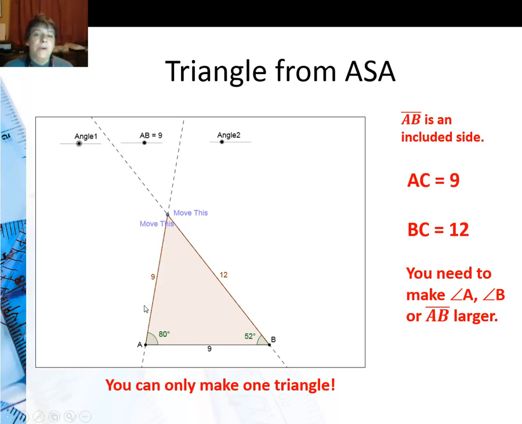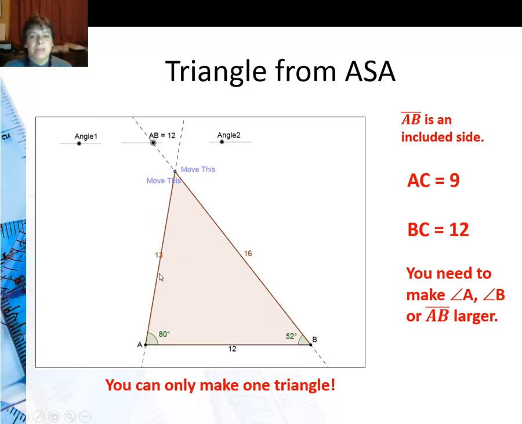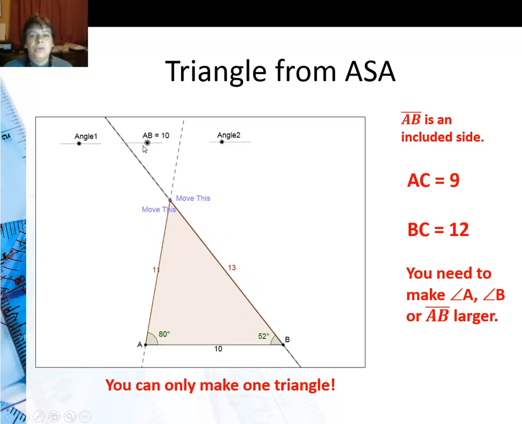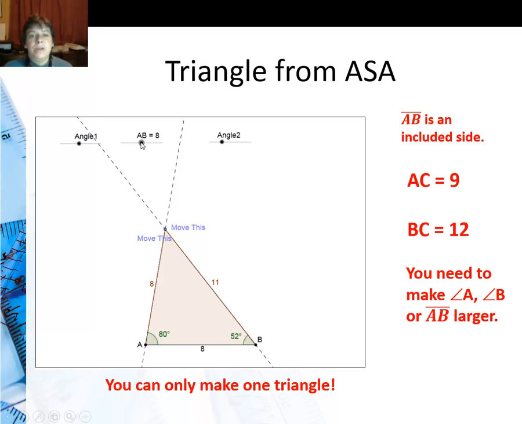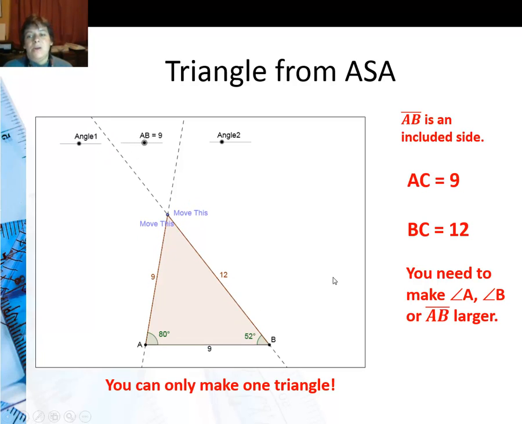So again, if I wanted to make one of these larger, I have to change one of these 3. Even changing the side would make this side larger. So there's a relationship there between all of these sides and all of these angles.